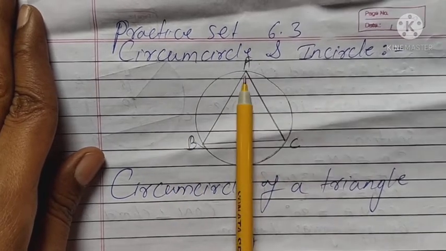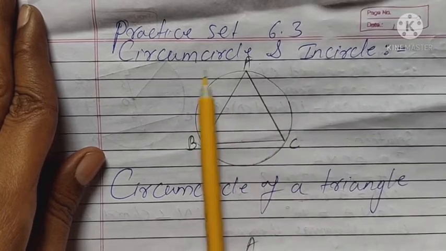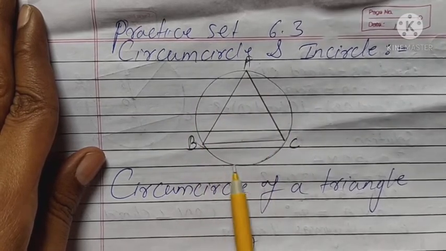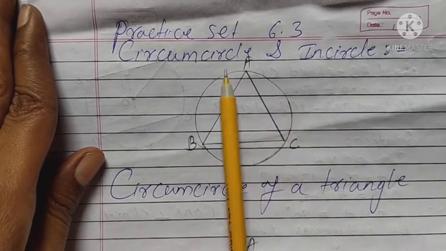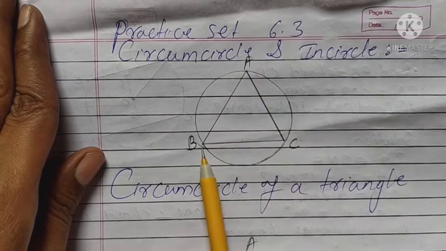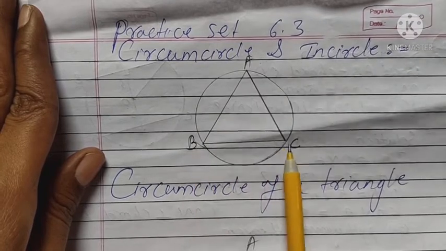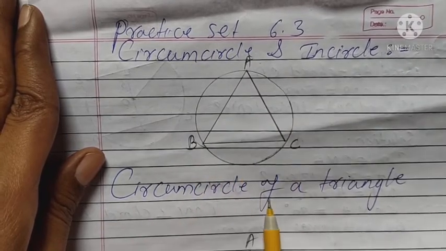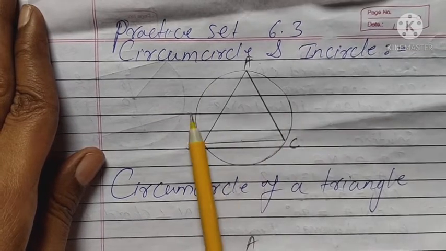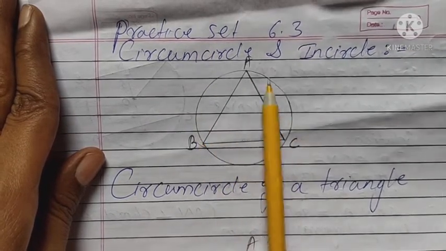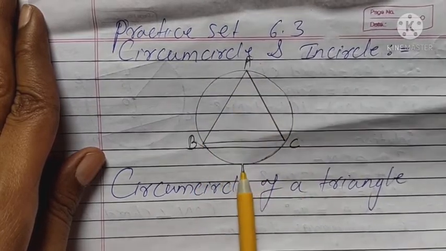The circle which passes through the vertices of a triangle, that means in the exterior part of the triangle, touching the vertices, is called the circumcircle of a triangle. Okay, got it? The circumcircle is nothing but the circle which passes through the exterior part of a triangle and touches the vertices of the triangle.